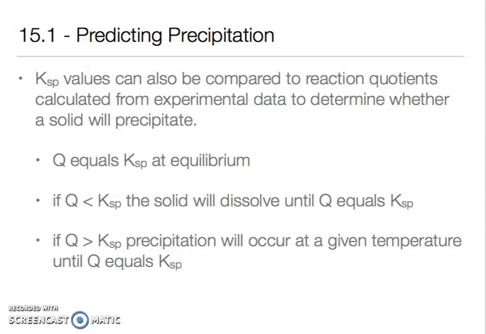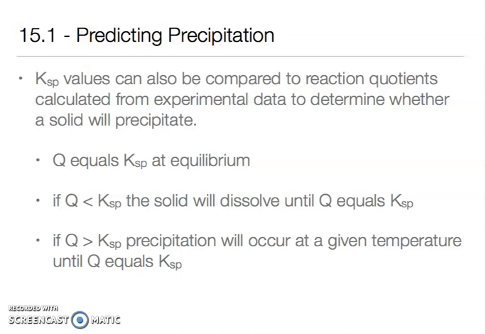Can we determine whether or not a salt will precipitate out of solution or remain in solution if we know its reaction quotient? So the KSP values are going to be compared to these reaction quotients, and we discussed reaction quotients back in chapter 13. They were represented by that value of Q. And they're solved the exact same way as the KSP. They're products over reactants, each raised to their respective coefficient. The only difference is Q means that we haven't quite reached equilibrium yet, so we're still in the process of getting there.